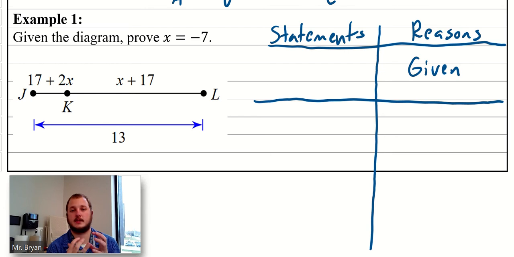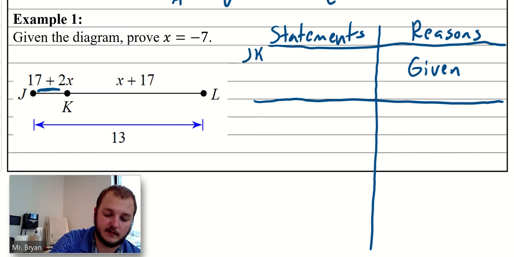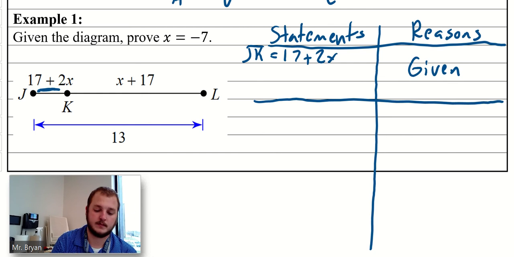All right? And then on the assignment that you're working on today, I'll specifically have side lengths that are written out that say here's what this side length equals, and you can just copy down the given. In this case, since it's not just written out for us, we're just going to copy down what we see from the diagram. So notice here, this first one, we see line segment JK. We notice that's 17 plus 2x, so I'm just going to write that in my given information. JK equals 17 plus 2x.